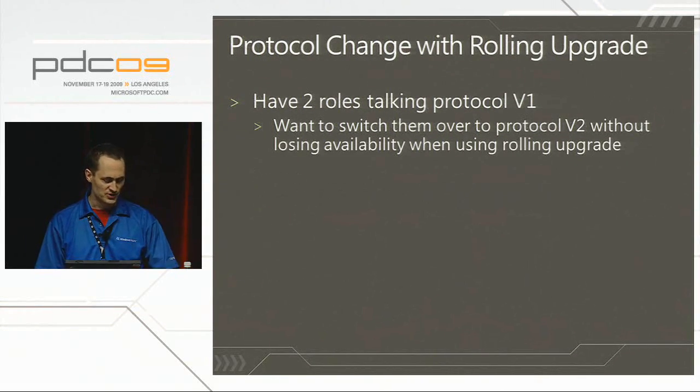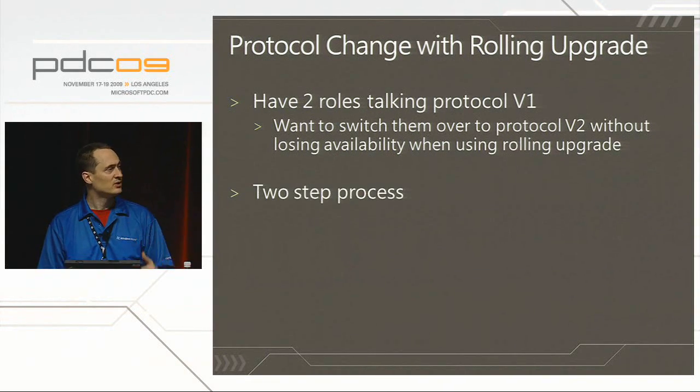So for the protocol change, assume you have 2 roles talking a protocol version v1, and you want to switch them to talking a protocol version v2. Now, we have now released the ability to talk between roles with TCP. So assume we have 2 roles talking where we want to do this protocol change. And this is really a 2-step process.